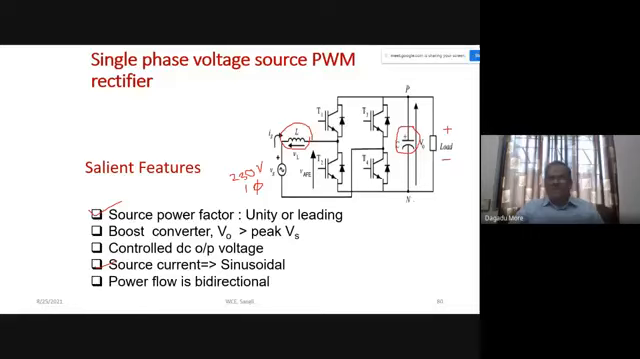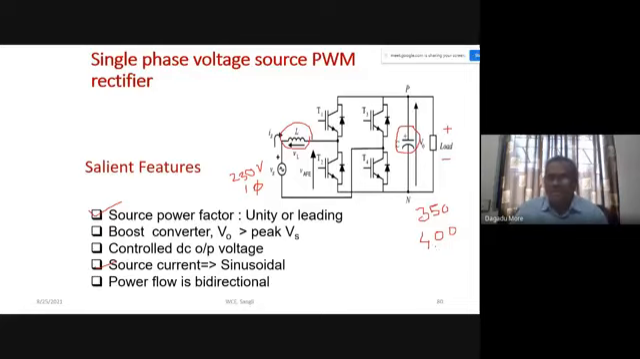Then how much should the minimum DC voltage be, above which we can control this? There is a limitation on the output voltage. For 230 volts, the peak value is 325, so at least this voltage should be 350 or 400. So if the input is 230, ideally we can go for 400 volts. The minimum voltage is 400.